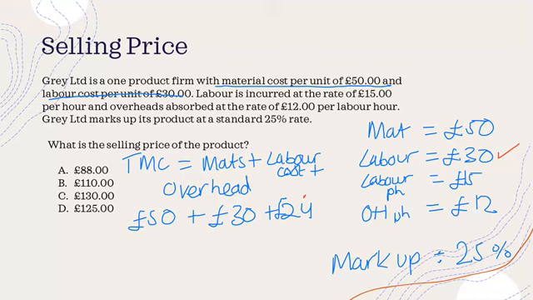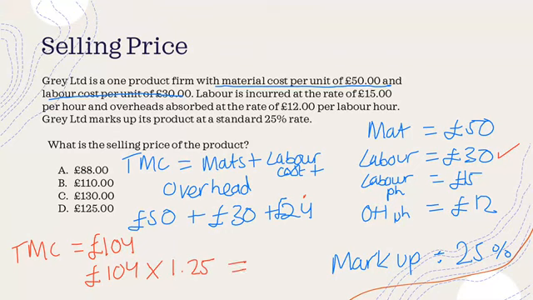This leaves us with a total manufacturing cost of £104. And we mark up this price by 25%, so 104 times by 1.25, and it should give us an answer of £130, which would be C.